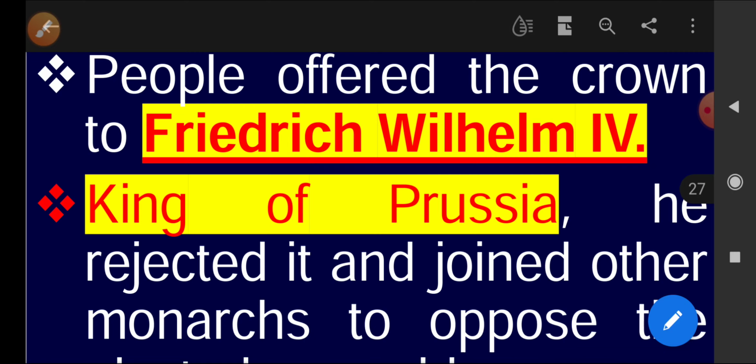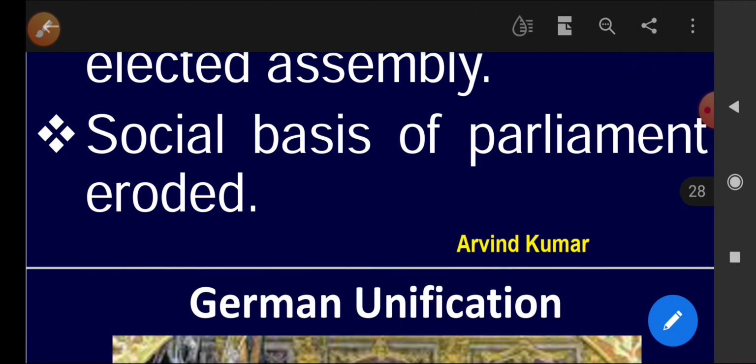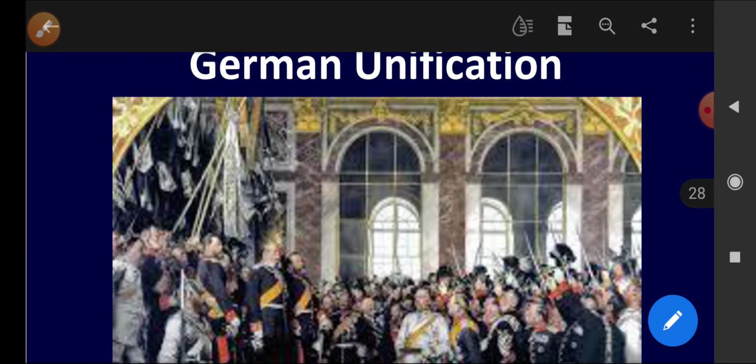So he invited his nearby friends, other monarchs, and with the support of troops, this assembly was forced to disband. Means ultimately it was eroded. Next, you can see one picture here which is about the German unification.